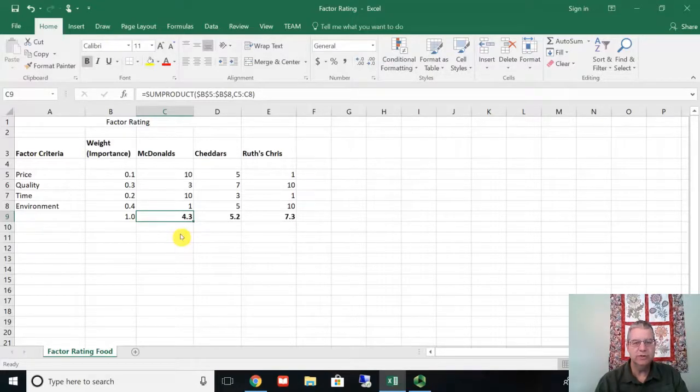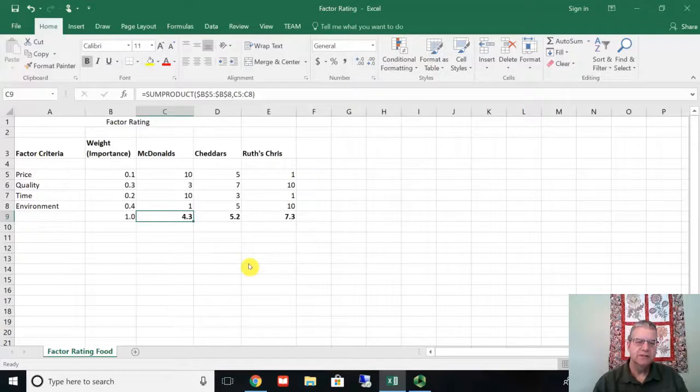The best choice is the highest factor rating of 7.3. Ruth Chris is the best place to go. Next down the list, not too far behind, is Cheddar's at a 5.2. And last is McDonald's at 4.3. So that's how we use our factor rating.